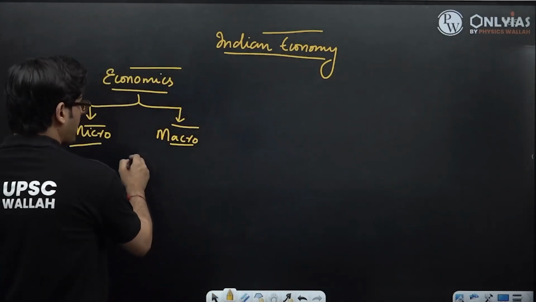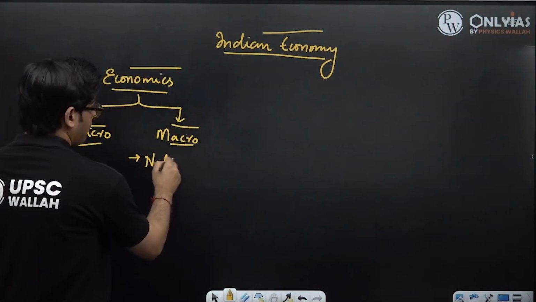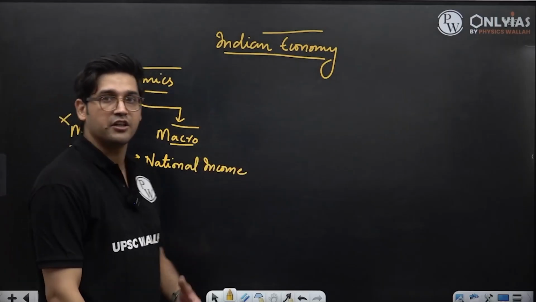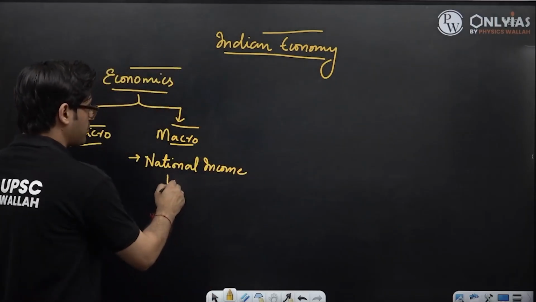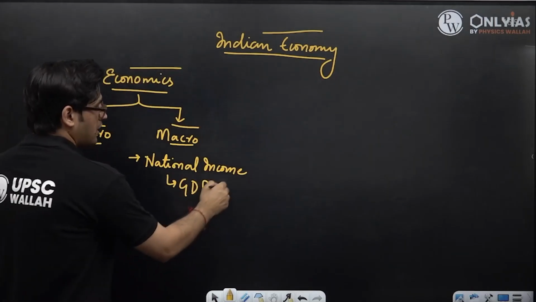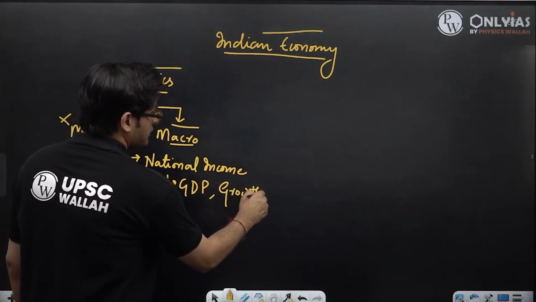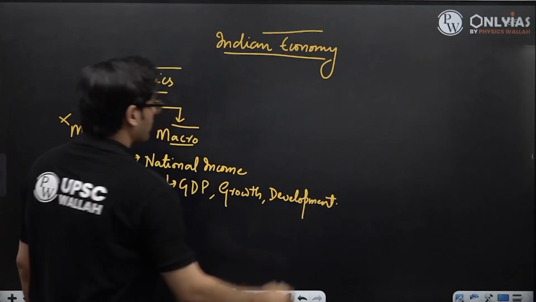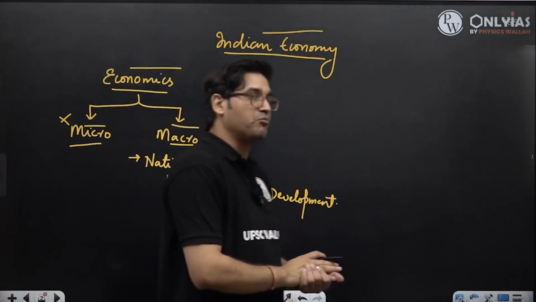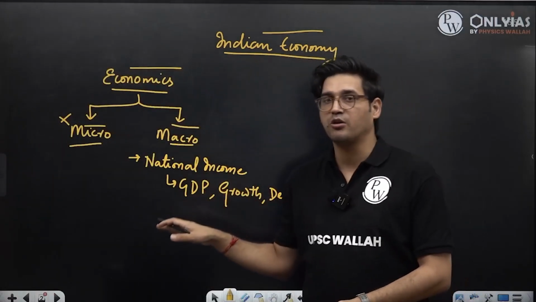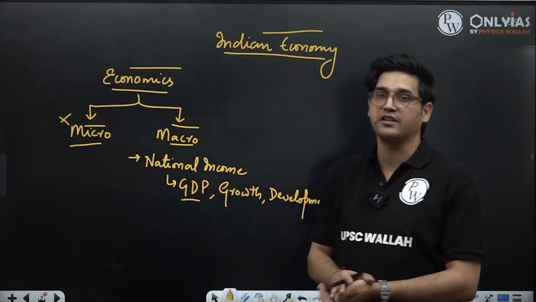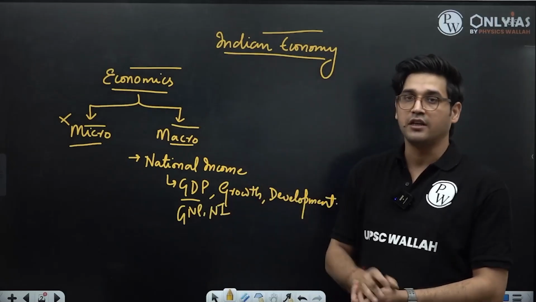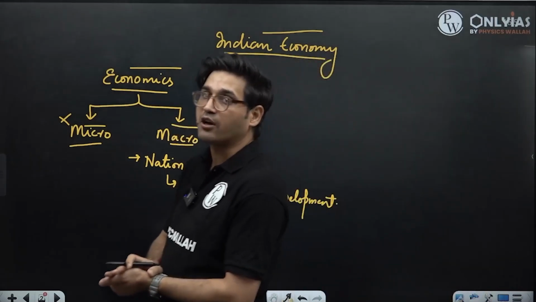The first major macroeconomic indicator will be that of national income. Here you will be introduced to the idea and the notion of this concept called gross domestic product. You will understand what growth means. You will understand how growth is different from development and what development basically means. So the first major macroeconomic indicator that you should be aware of is GDP, GNP and national income. This is a part of macroeconomics.